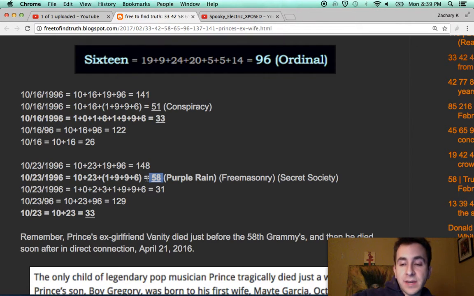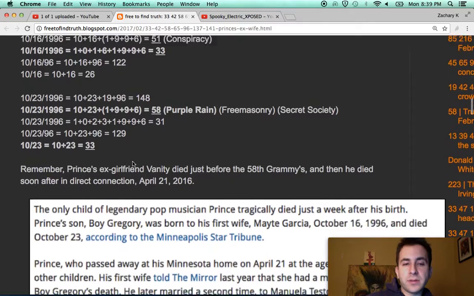And the reason that's significant is because the Lakers are from Minnesota. Prince died in Minnesota. The Lakers wear the purple and gold, Purple Rain. All of this stuff is intertwined rituals. But anyway, the numbers, they really pop out.